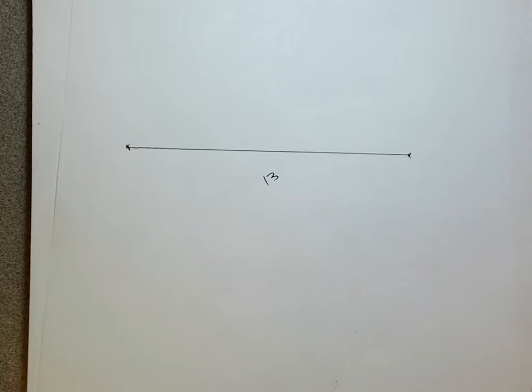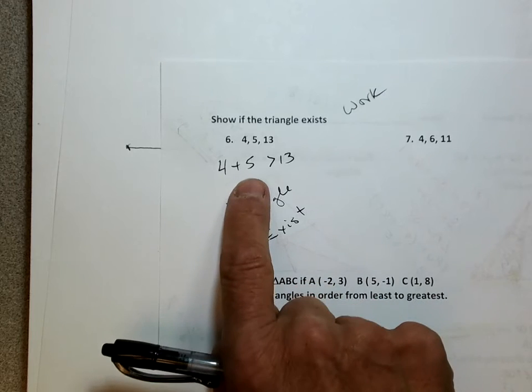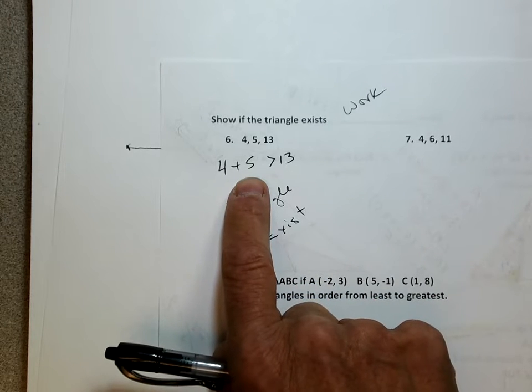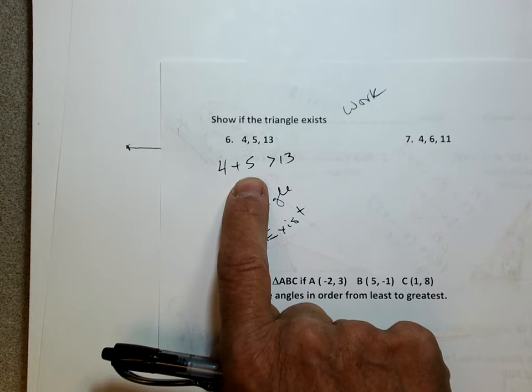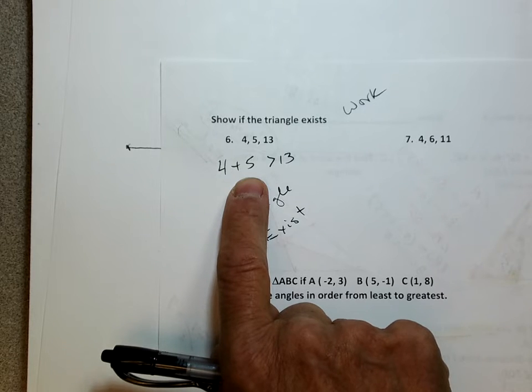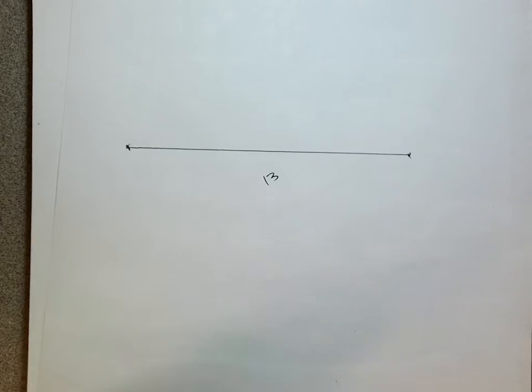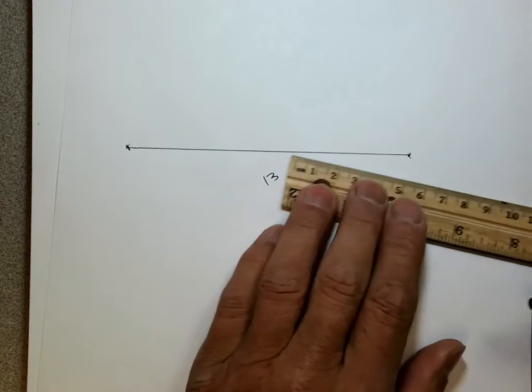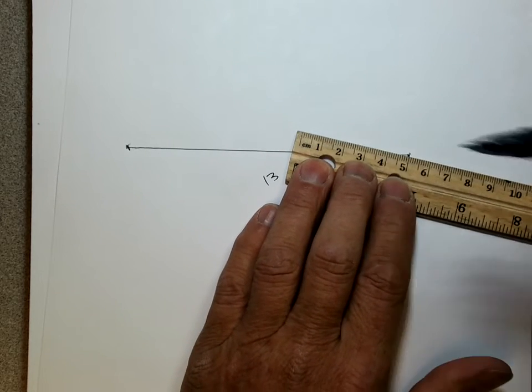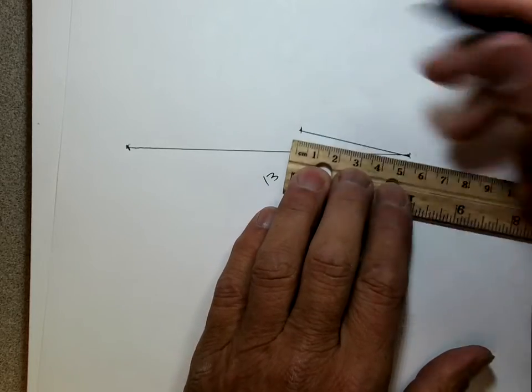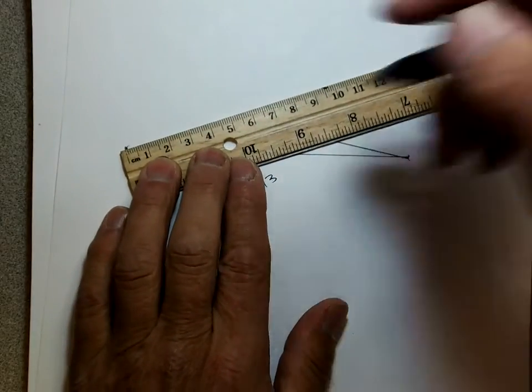You said the wrong way. You said no, 4 plus 5 is greater than 13. It's supposed to be, but it's not. So then put yes. Do I have to put it that way on the test? You have to. Let me show you why. Here's my 5. And here's my 4. Well, we know it doesn't exist.